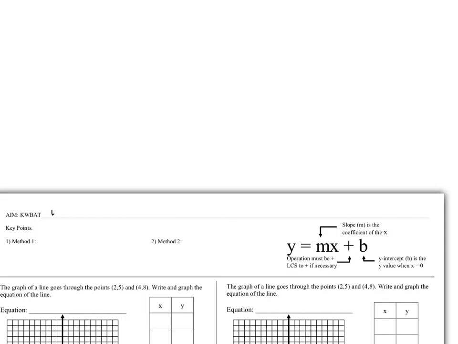Students will be able to write and graph equations if only given 2 points.